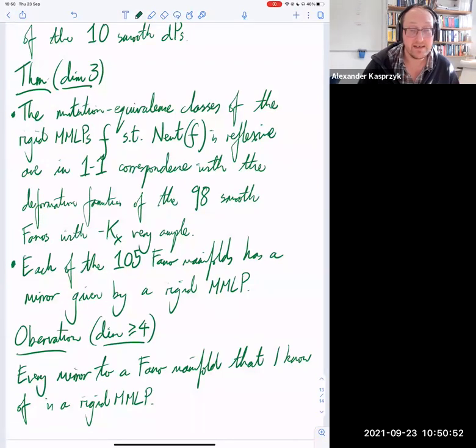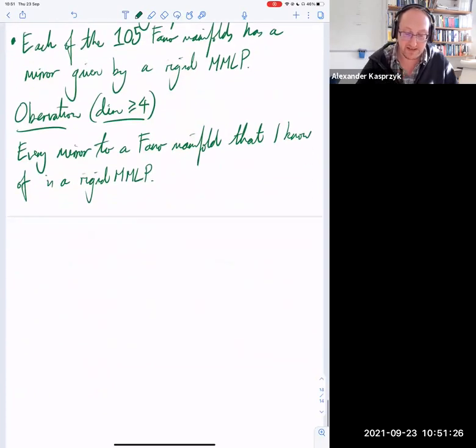You could imagine you take the database of the four-dimensional reflexive polytopes, you put the rigid MMLPs on it, and then there's going to have to be a little sifting step. But this should, in theory, give you representatives in all of the mutation equivalence classes of mirrors for the Fano fourfolds that have very ample minus K. Maybe that's a brave thing to say. Probably not true, but I like to think it's true.